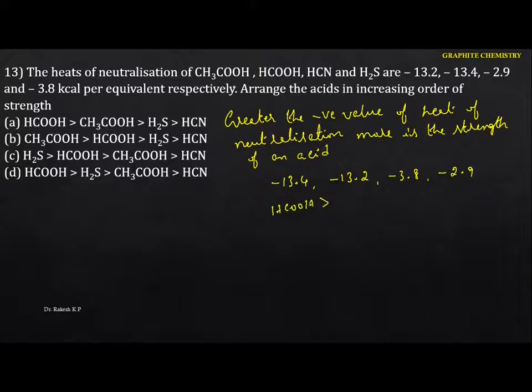So minus 13.2 is for acetic acid. Okay, and the next one we are having is hydrogen sulfide, and the next thing is HCN. Okay, so this concept you have to remember. Greater the negative value of heat of neutralization, more is the strength of an acid. Hence in this case you have to identify the option. The option is A. Okay, so next one.